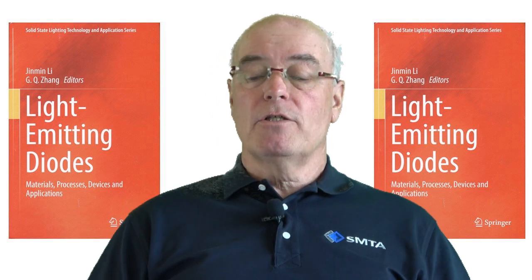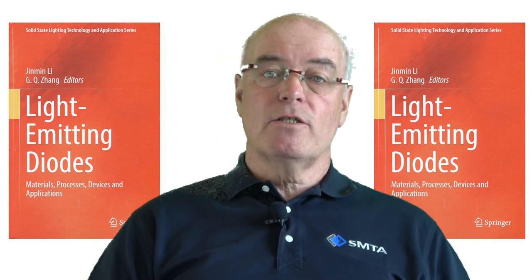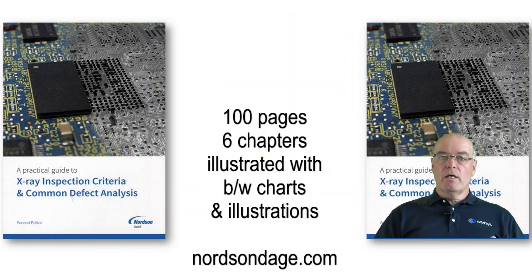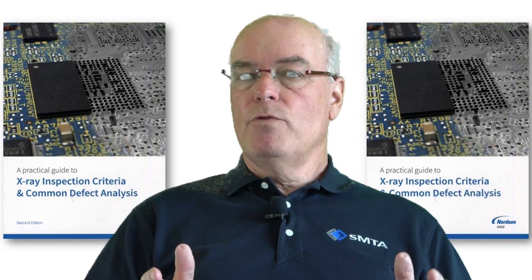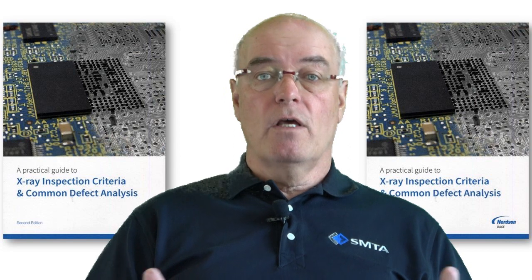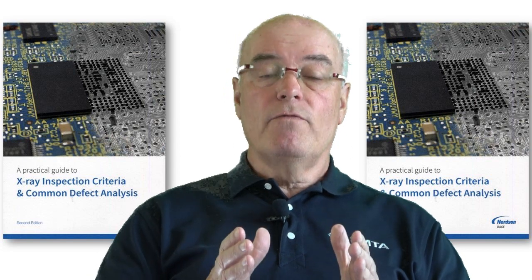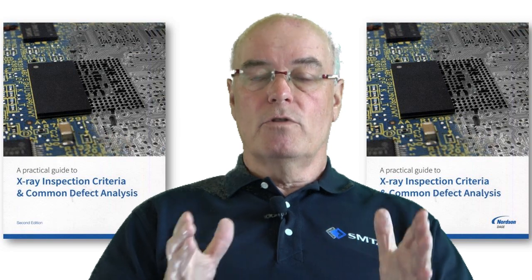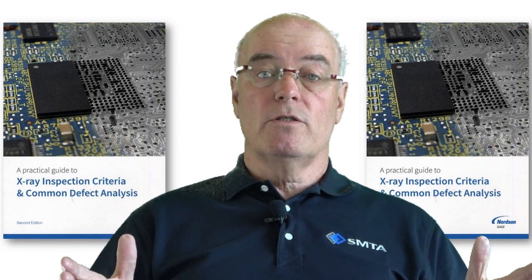Now the next publication I'd like to talk about is a practical guide to X-ray inspection. Now this publication was produced and printed by Diodes. It was originally written by Dave Bernard when he was with Diodes and myself, and basically provides examples of optical examples of different types of surface mount joints.